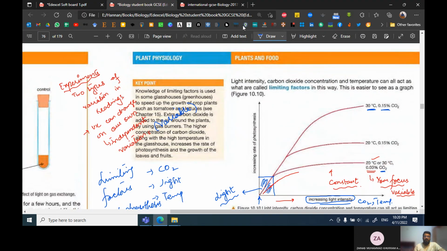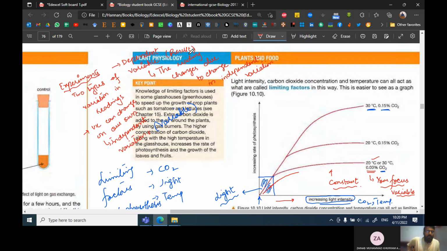The second type of variation that occurs in the experiment is the dependent variable. What is the dependent variable? The dependent variable is the reading that changes due to change in the independent variable. The dependent variable is actually your result. It actually is your result, on which your experiment is depending.